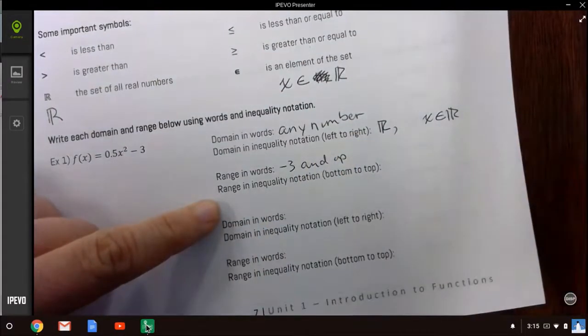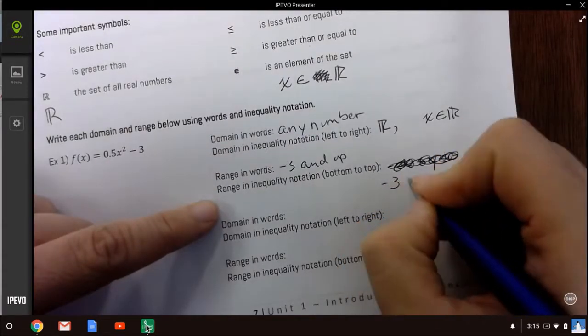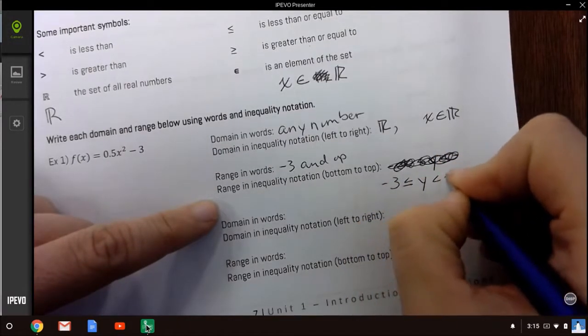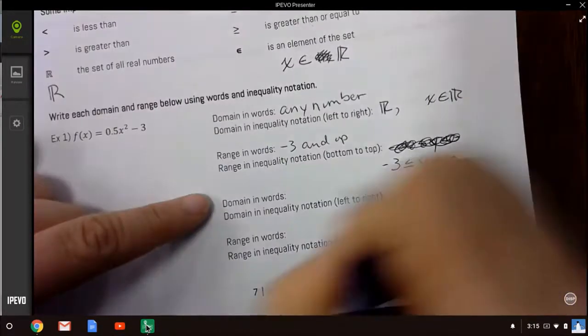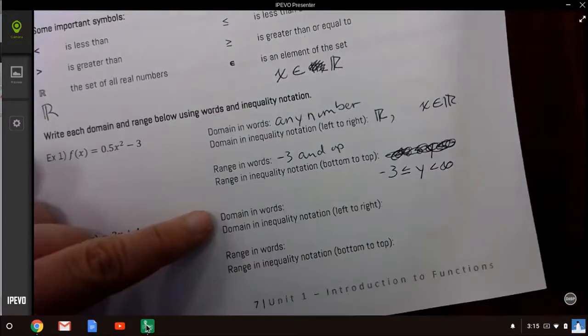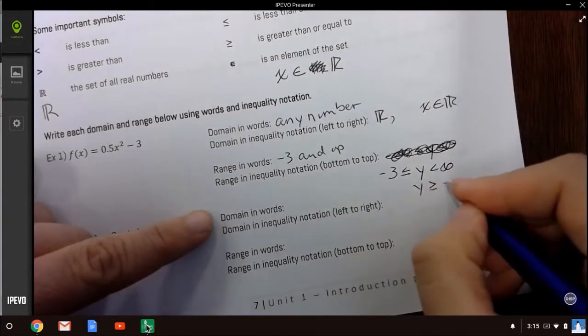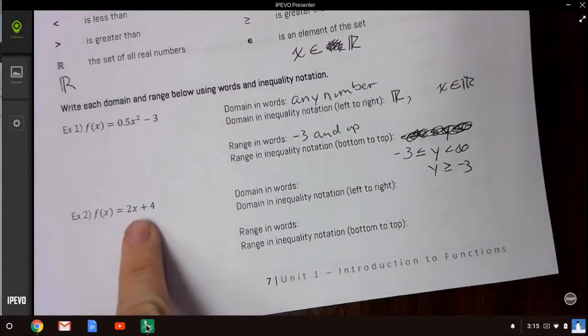So in inequality notation, I could write -3 is less than or equal to y is less than infinity. Or I could just shorten that to exactly this, so it's the same thing. You just kind of flip it around. y is greater than or equal to -3. Either way is correct. Okay, let's try the next one.